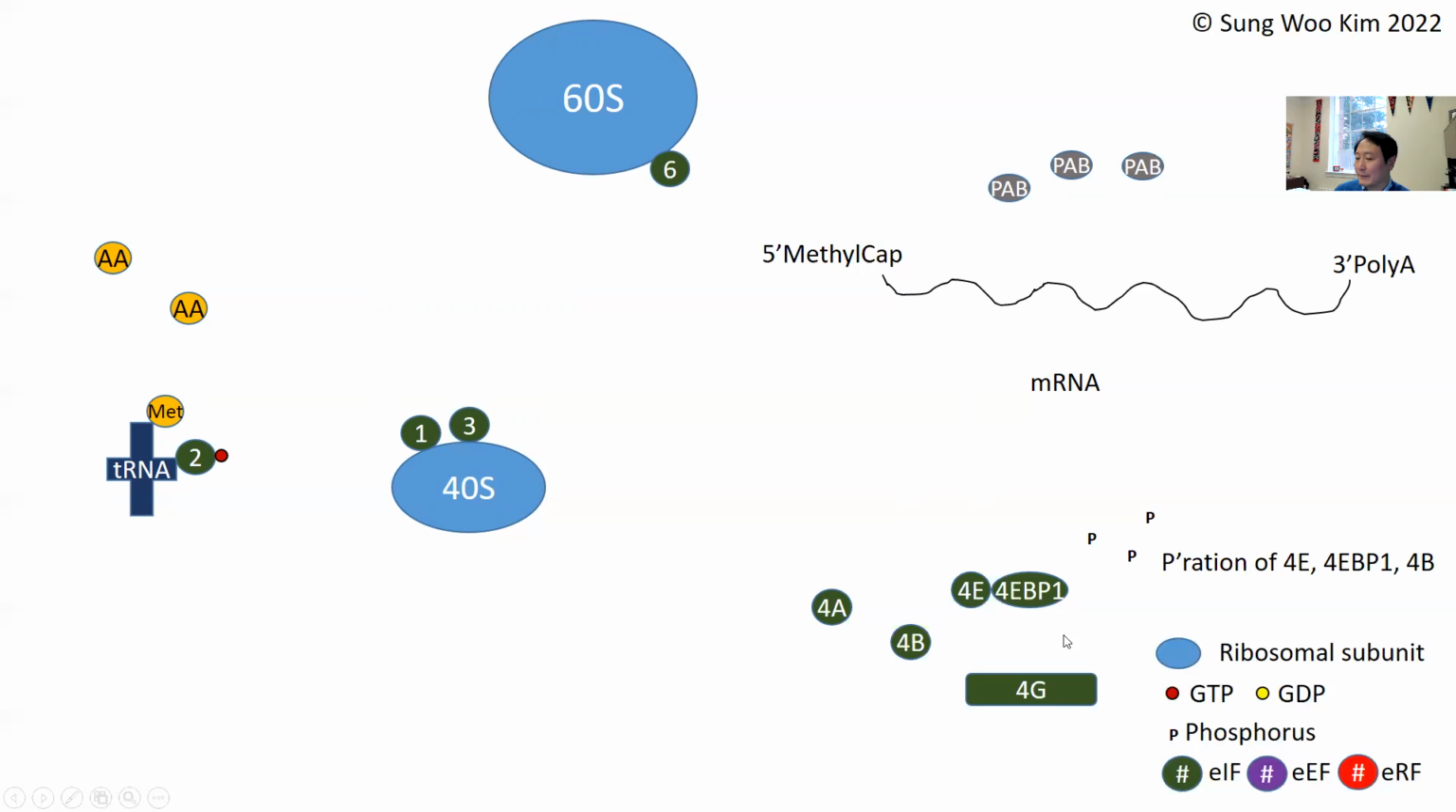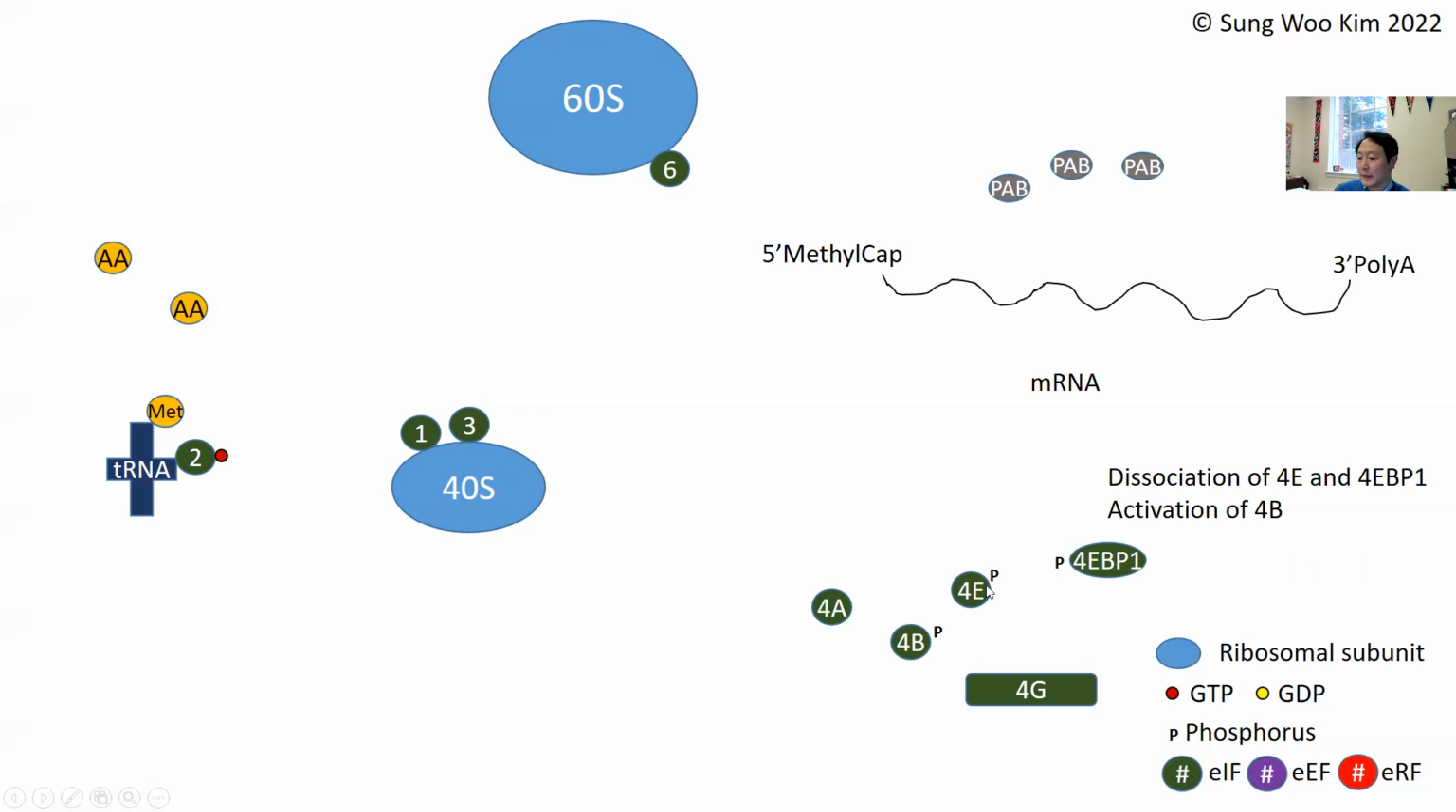On the other side, we have additional initiation factors, including 4A, 4B, and 4E, 4G, and then another one called 4E binding protein 1. And we need a phosphorus. And the next thing happening is phosphorylation of 4E, 4E binding protein 1, and 4B. These three components need to be phosphorylated to be activated.